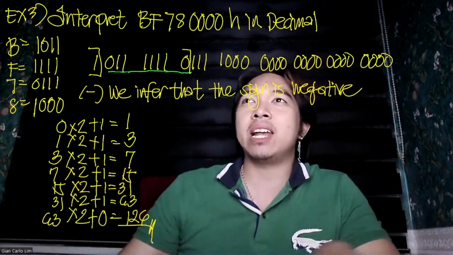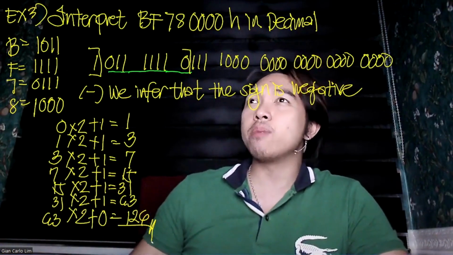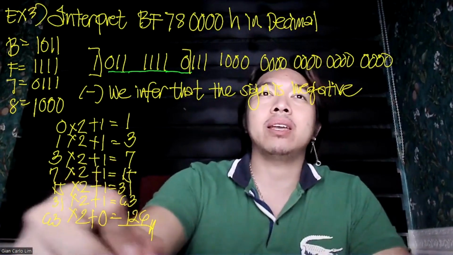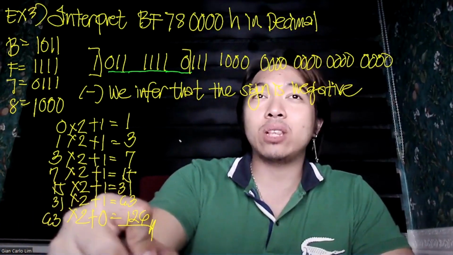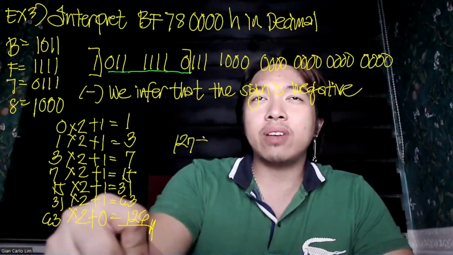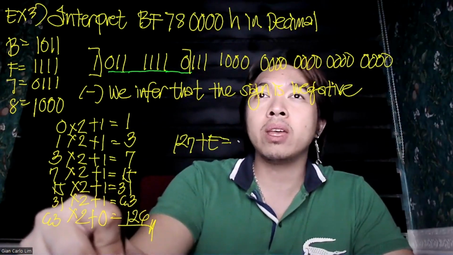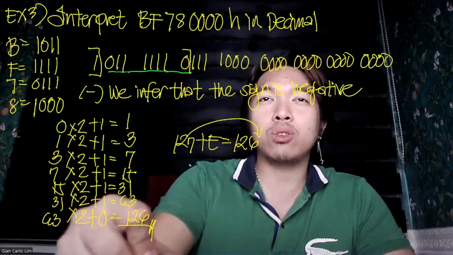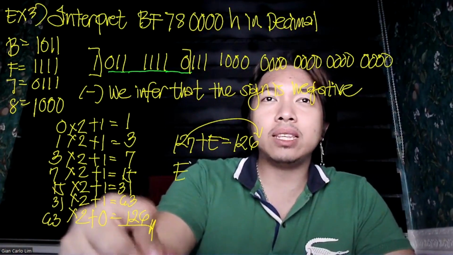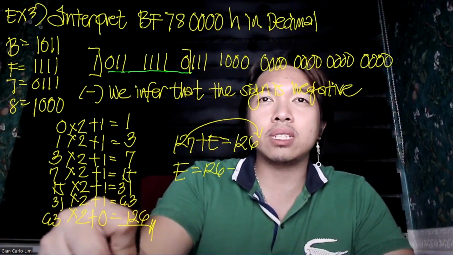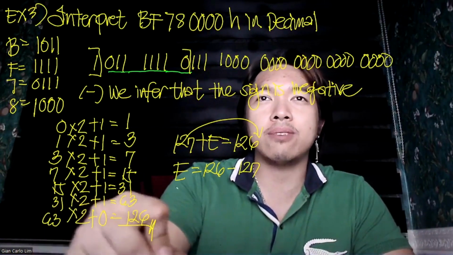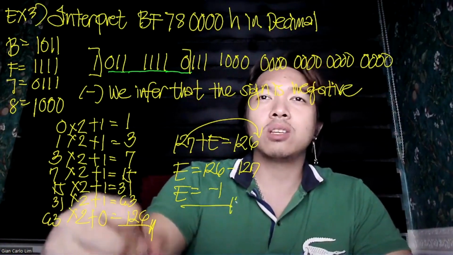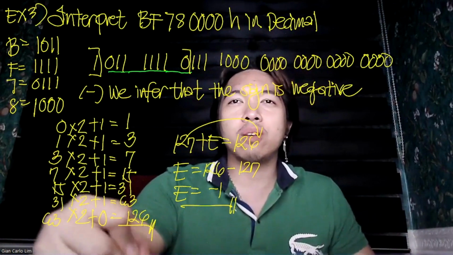And this is now the value of our exponent na normalize. So kailangan natin siyang i-denormalize. Denormalizing that would be 127 plus E is equal to 126. Transpose 127 to the other side to solve for E. So E is equal to 126 minus 127, and E now would be equal to negative 1. So may value na tayo ngayon ni E na denormalize.